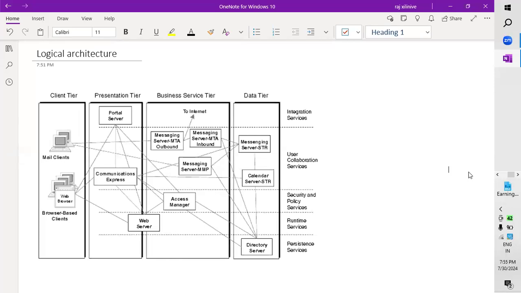In reference to the logical architecture, as a solution architect, when we try to understand implementing the logical architecture, we need to understand it from four different directions, because the tiers of the application can be classified into four different parts. One is the client tier, the second is the presentation tier, the next is the business service tier, followed by the data tier. So these are the four different types we have, right?